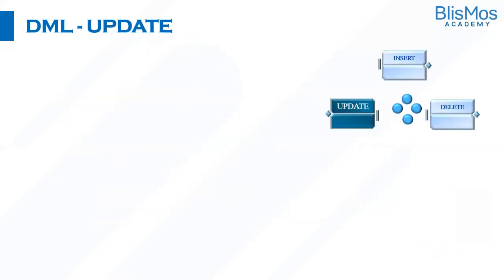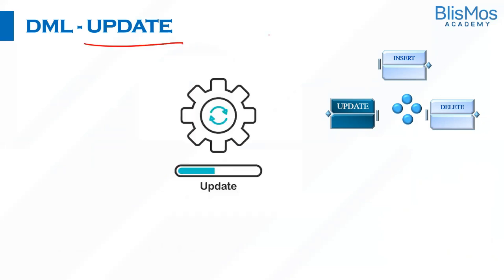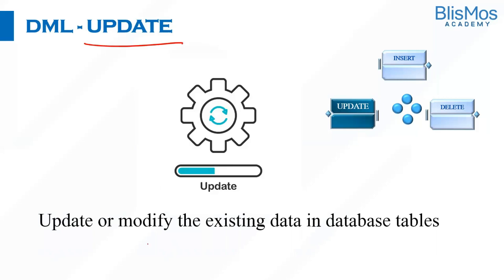Assuming that you have inserted the data, your table is ready, and you are using the table for your analysis purposes. Again, the data which is inserted for the first time, do you think that data is going to be permanent? No, we may have to change some aspect of the data. That is where the update command comes into the picture. What exactly does the update command do? The update command will update or modify the existing data in the database tables.